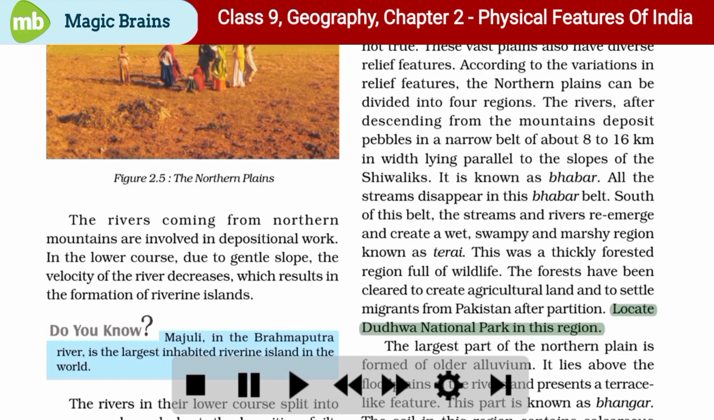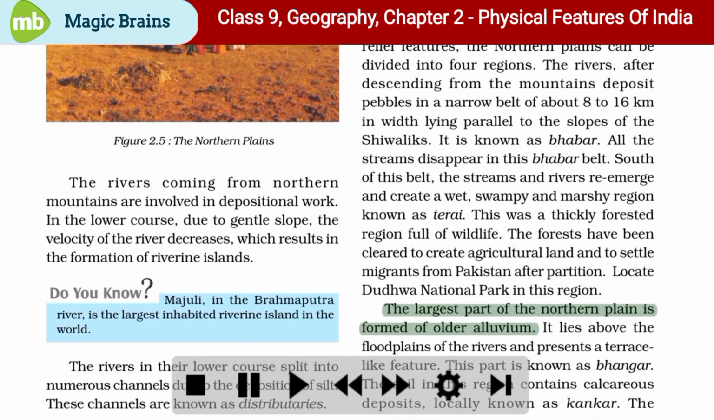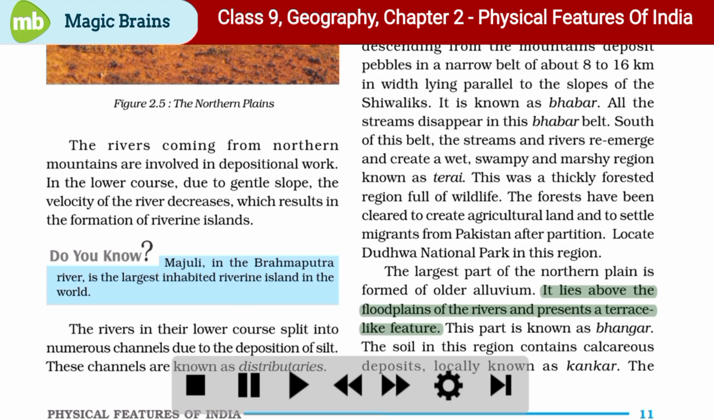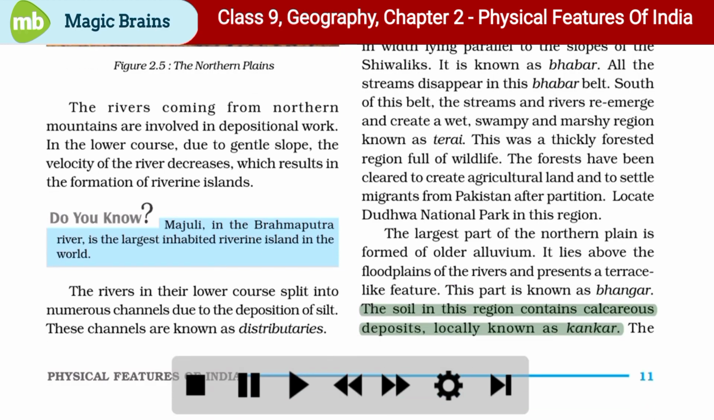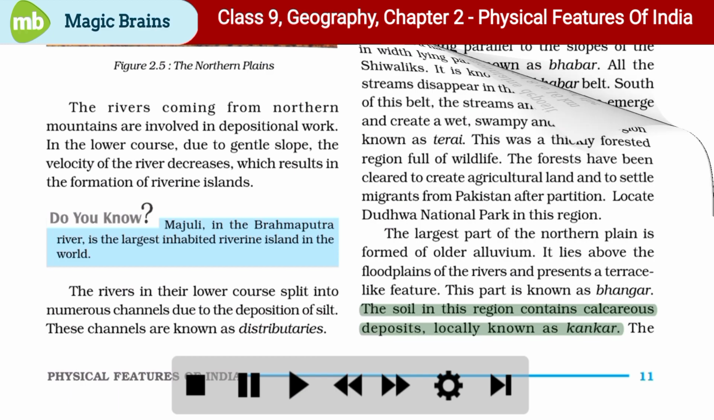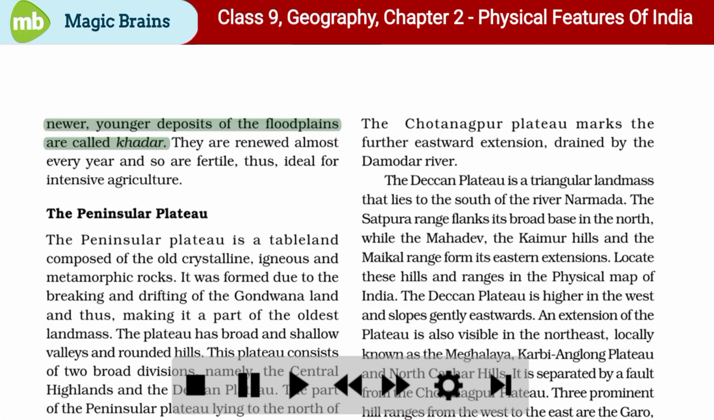Locate Dudhwa National Park in this region. The largest part of the northern plain is formed of older alluvium. They lie above the floodplains of the rivers and present a terrace-like feature. This part is known as Bhangar. The soil in this region contains calcareous deposits locally known as Kankar. The newer, younger deposits of the floodplains are called Khadar. They are renewed almost every year and so are fertile, thus ideal for intensive agriculture.